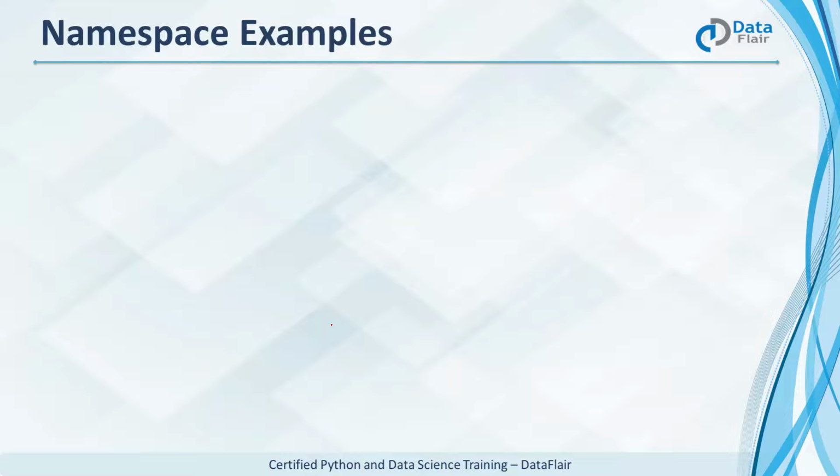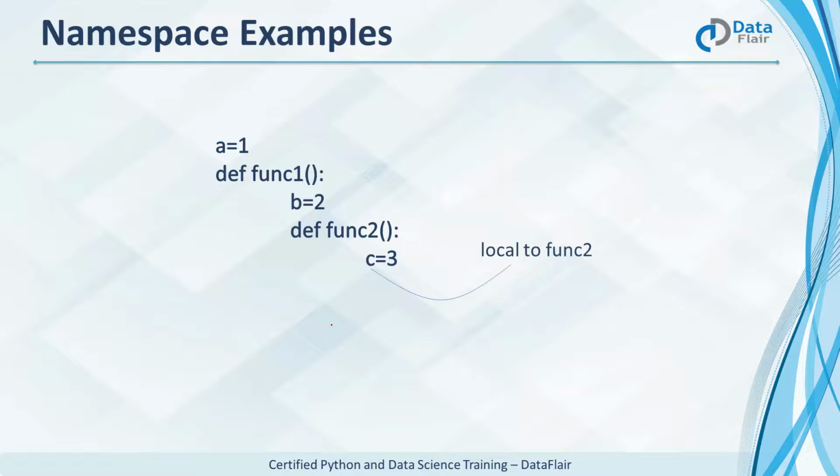Let's take another example. A is 1. Function func1 sets B to 2 and defines function func2. This sets C to 3. Here, C is local to func2. B is local to func1 but non-local to func2 because it isn't local to it but nor is it global.